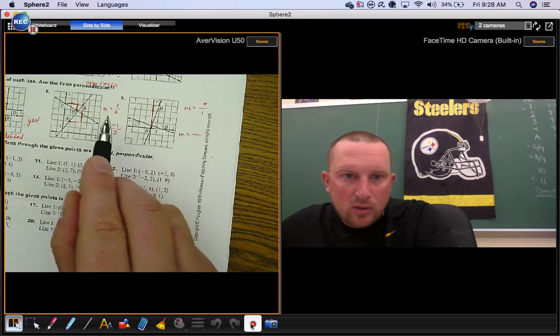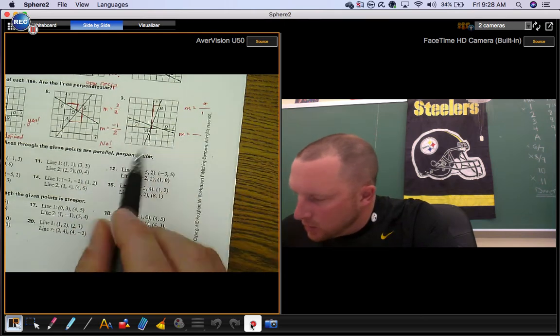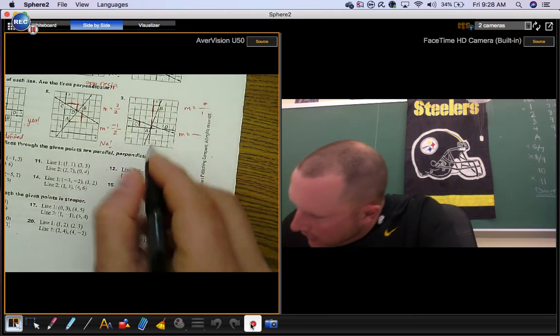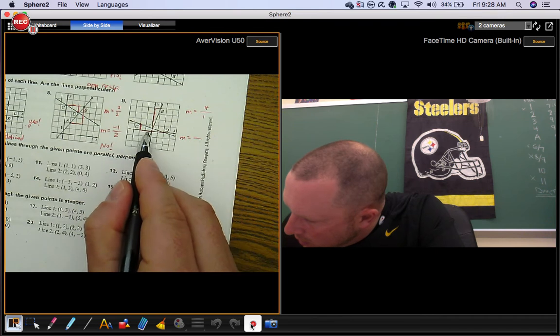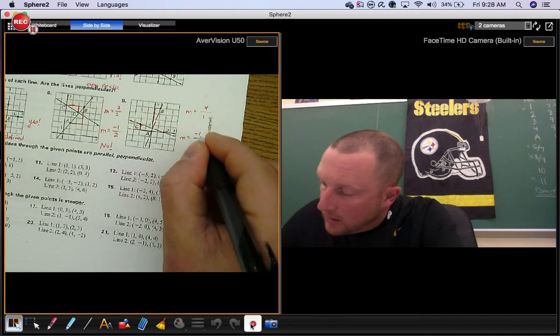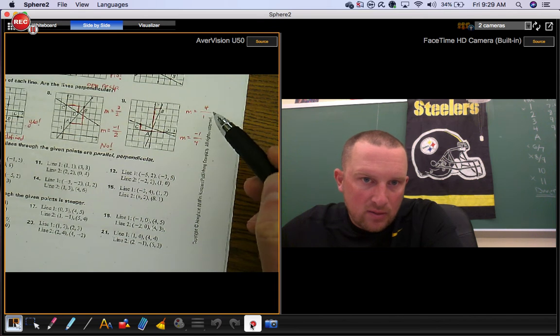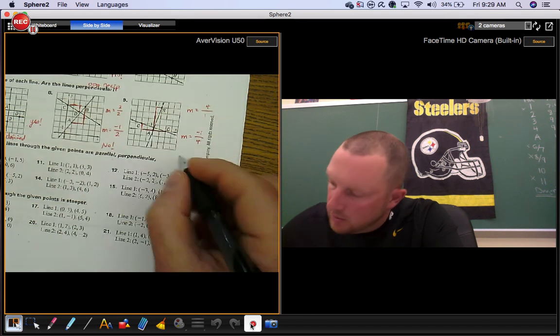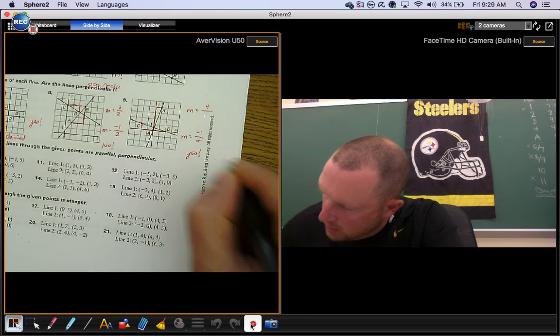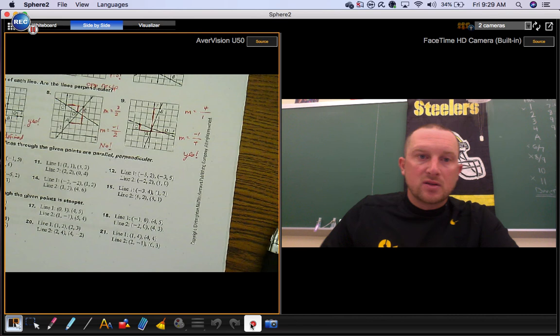Slope of the downhill line now. It's got to be negative because we're going downhill. I'm going to go down 1, and then 1, 2, 3, 4 to the right. Down 1, 4 to the right. Take a look at those slopes. Positive, negative, 4 over 1, 1 over 4. They're perpendicular because those are opposite reciprocals.